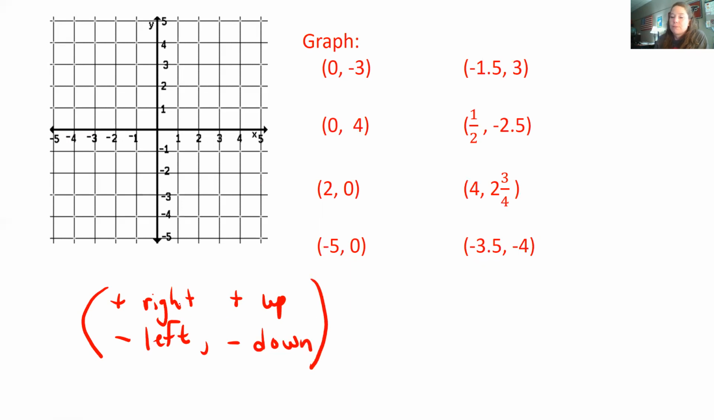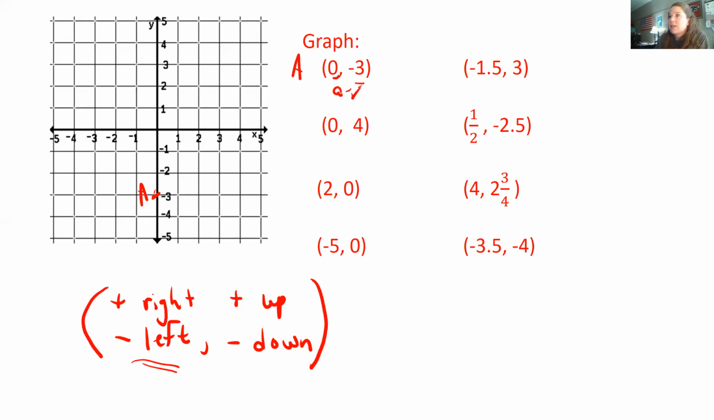This is our big set of parentheses for our ordered pair. So what if the first number is 0? That means do not go left or right. The second number tells us to go down 3, right? So start at the origin, do not go right or left because the first number is 0. Second number says go down 3. 1, 2, 3, and that's where I land. So we'll call this point A.